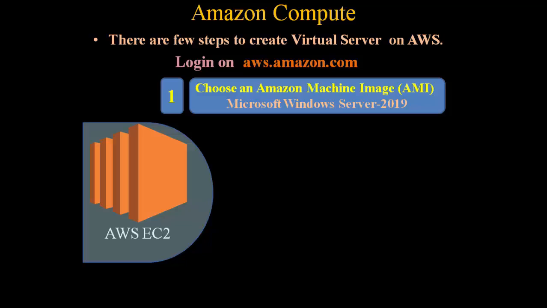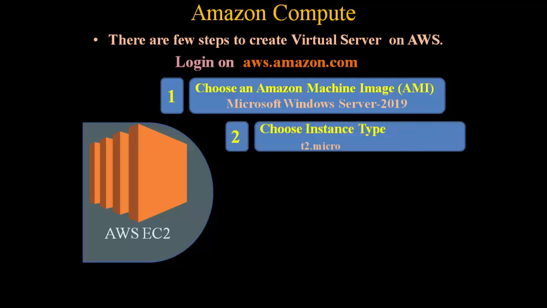There will be a list of operating systems. The first step is you have to select an operating system. For example, if you want to make a Linux server, then you have to select Linux as the operating system. If you want to make a Microsoft Windows server, then you have to select Microsoft Windows. Next step, choose instance type. As we already discussed, an instance is nothing but our virtual machine. So which kind of machine you want, that you need to select.